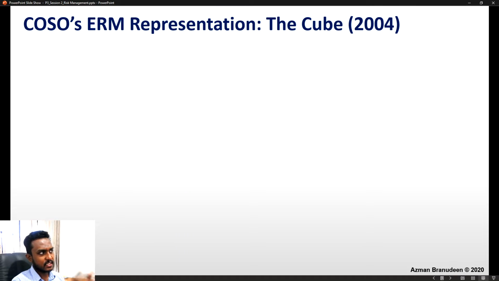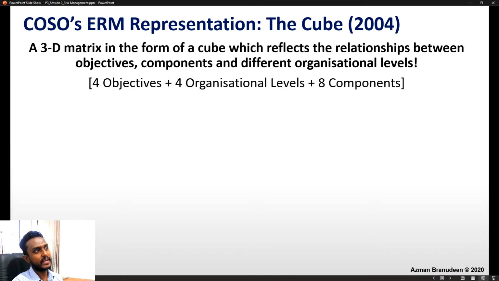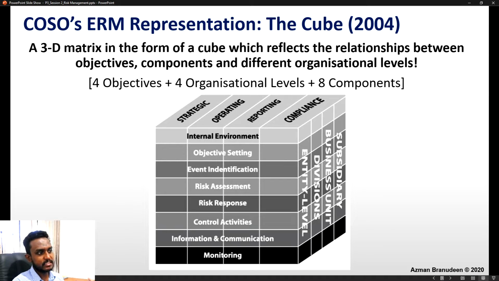Now, the initial representation of COSO's ERM was in the form of a cube. It's a 3D matrix which reflects the relationships between objectives, components, and different organizational levels. So in the cube, you find 4 levels, 4 objectives, and 8 components. This is the cube, which I'm sure you're familiar with. On the right here, you have the 4 levels: entity level, divisional level, business unit level, and subsidiary level. Here on the top, you have the 4 objectives: compliance objectives, reporting objectives, operating objectives, and strategic objectives.